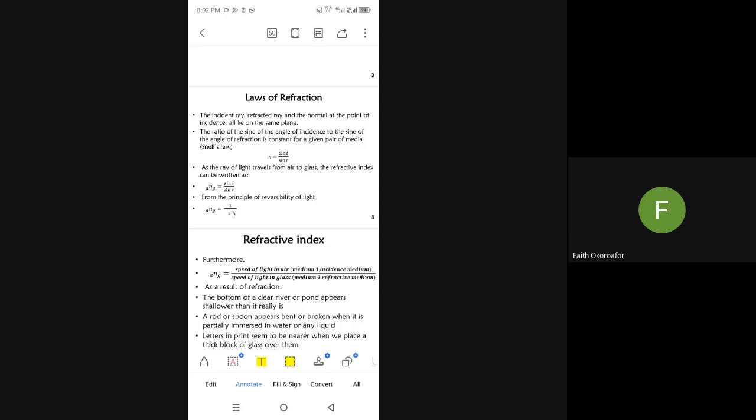As the ray of light travels from air to glass, the refractive index can be written as refractive index from air to glass is equal to sine i over sine r. From the principle of reversibility of light, refractive index from air to glass is equal to the inverse of refractive index from glass to air. That's good. So, that's the principle of reversibility. So, what's the formula for refractive index?